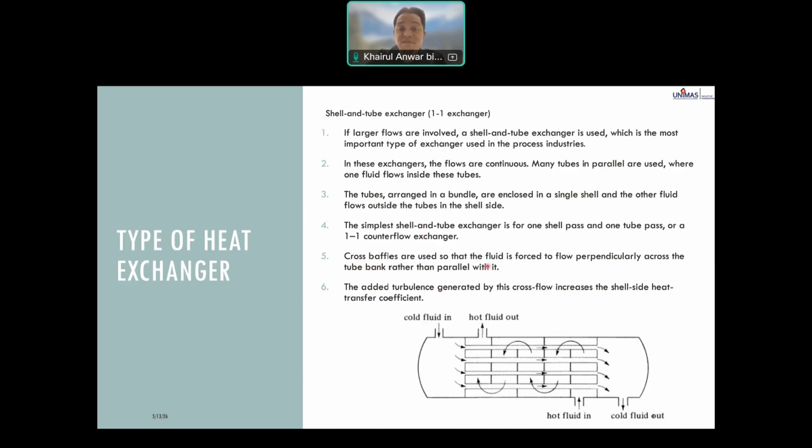And the cross baffles are used so that the fluid is forced to flow perpendicularly across the tube bank rather than parallel with it. The added turbulence due to the baffle will increase the shell side heat transfer coefficient. So this is the hot fluid going zigzag through the baffle. So this is one pass only. Same as the cold fluid, only one pass.